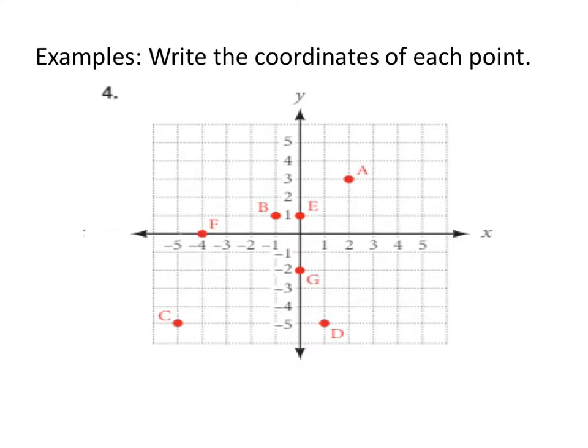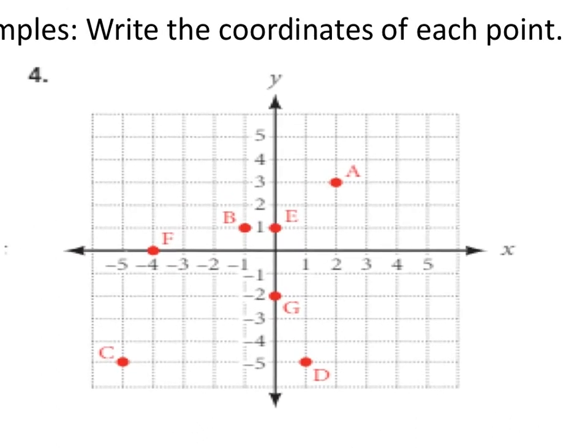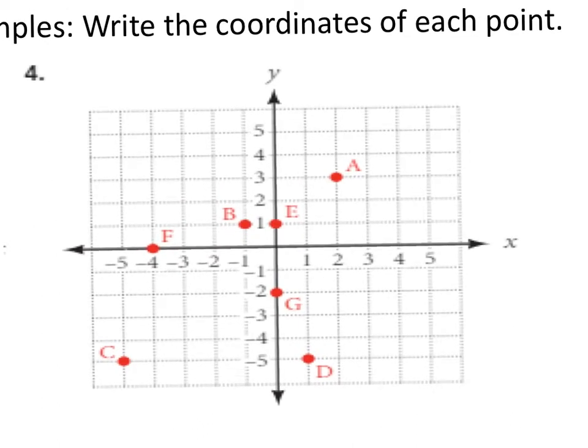But we need to be able to go the other way as well. So if I'm writing the coordinates of each point, let's make this a little bigger so I can get some detail on here. I'm going to start with A. A has moved over to the right 2. Right 2 is a positive 2. And it has gone up 3 units. Up is in the positive direction.